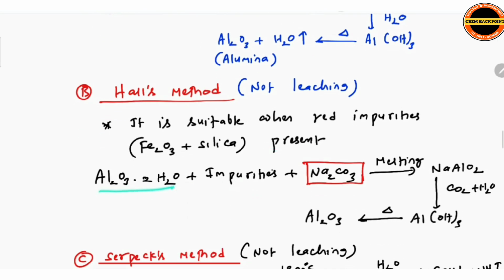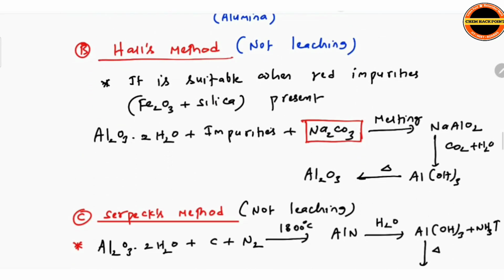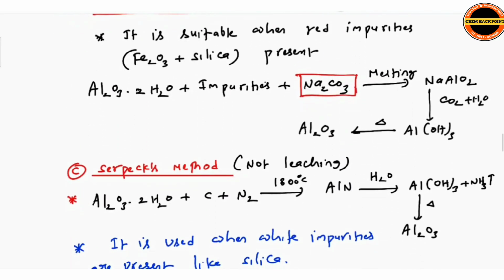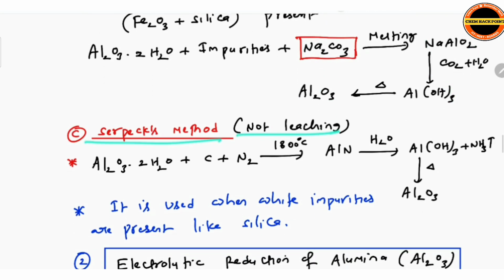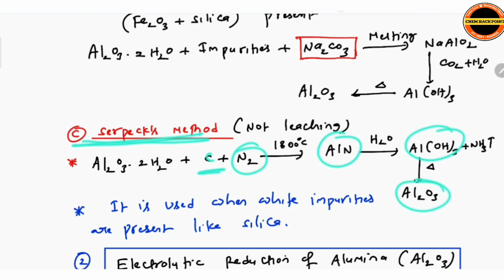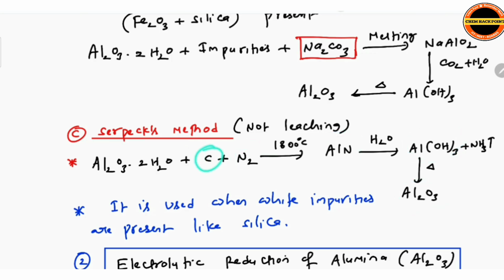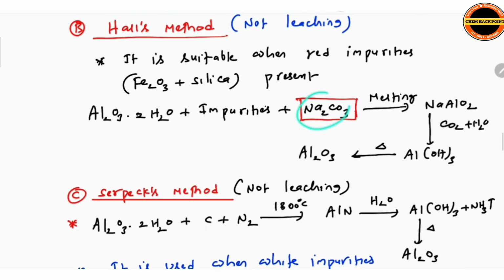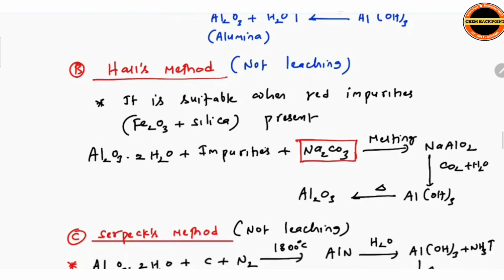So with Al2O3·H2O and impurities, here we are using Na2CO3. There we used NaOH, here Na2CO3. Same otherwise: Na2CO3, NaAlO2, Al(OH)3, Al2O3; a similar process with a different reagent. Serpeck's method is again not leaching, not chemical treatment, we are just adding substances. Al2O3·2H2O, carbon plus nitrogen. Remember, carbon and nitrogen are added, giving aluminium nitride, aluminium hydroxide, and finally alumina. So the difference is that here we use carbon and nitrogen, here Na2CO3, here NaOH.